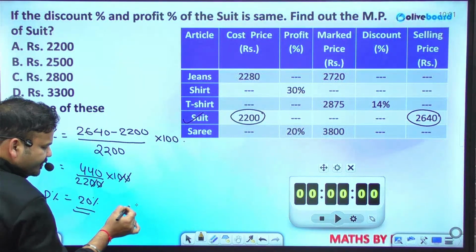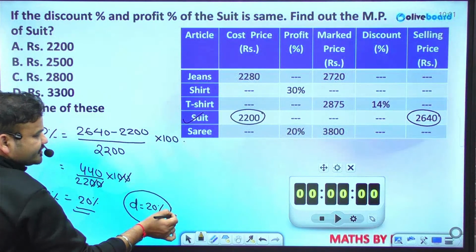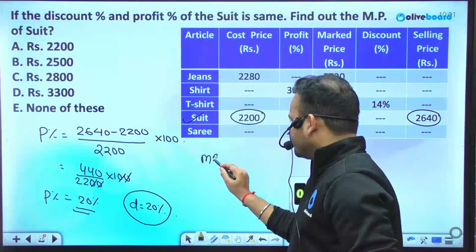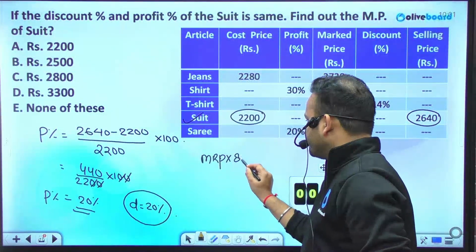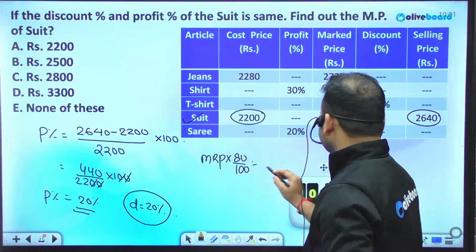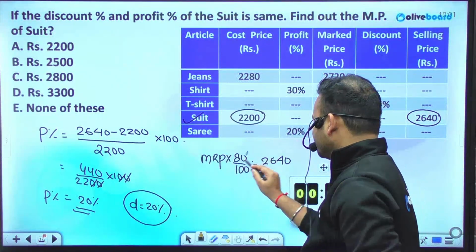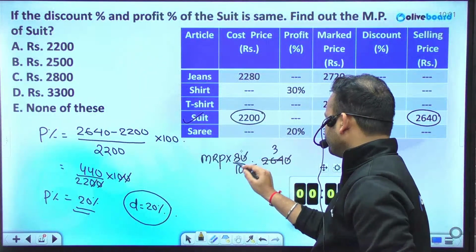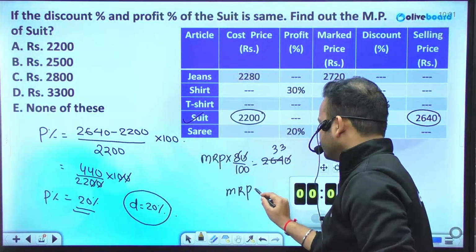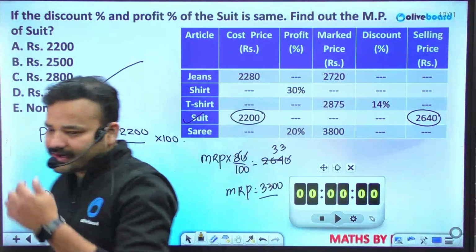Hence the discount percent will also be 20% because profit percent and discount percent were given the same. So you need to calculate the MRP of the suit. On the MRP of the suit, a discount of 20% will be offered. That means it is being sold at 80%, which is equal to 2640. So this is 0.8 times MRP, and 2640 divided by 0.8 gives 3300. So the MRP of the article will be 3300.